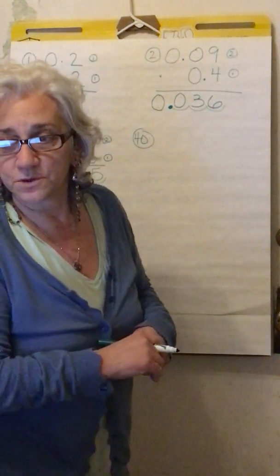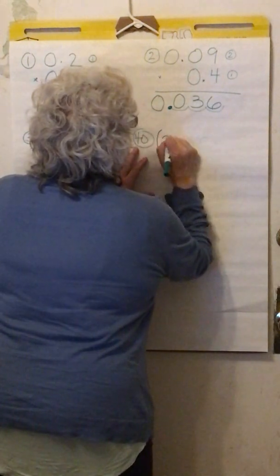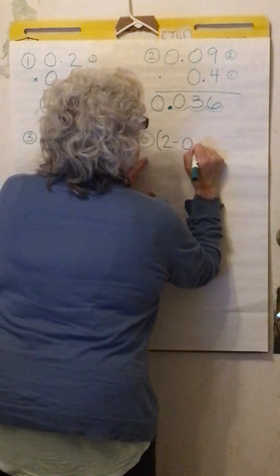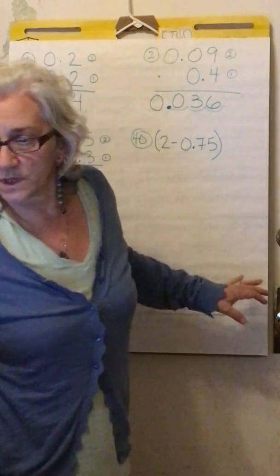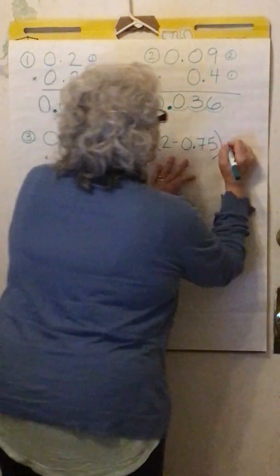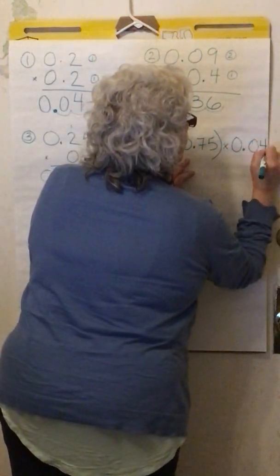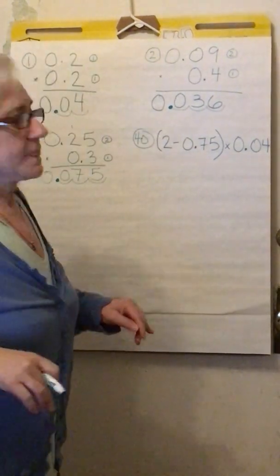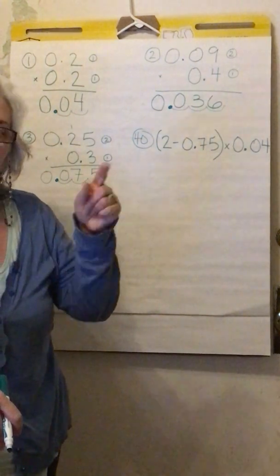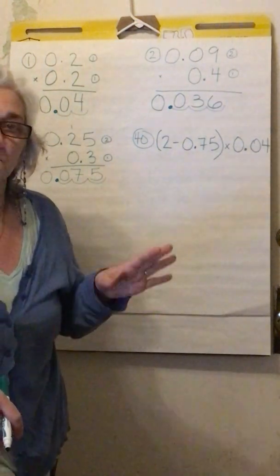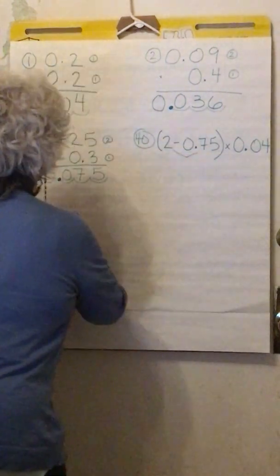This is the quantity 2 minus 0.75. And then we are going to multiply that by 0.04. Okay. So using PEMDAS, or order of operations, we know P, parentheses, comes first.